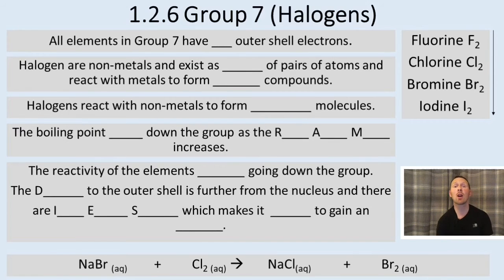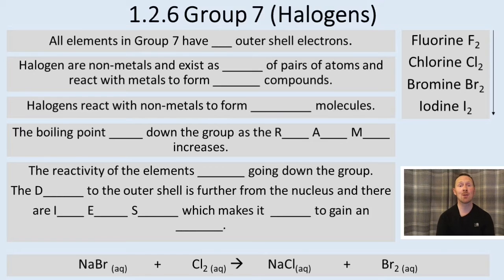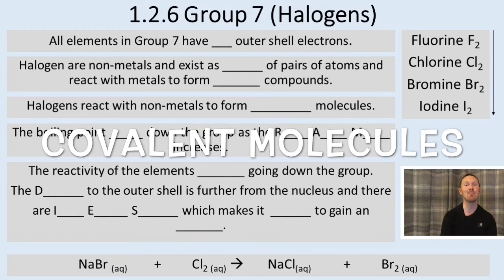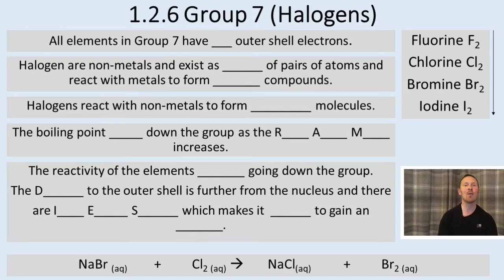Now they form ionic bonds when they react with metal atoms. So for instance, sodium and chlorine react together to make sodium chloride, which is an ionic compound. Halogens will react with non-metals to form molecules, covalent molecules, where they share electrons. So when you look at covalent bonding, you'll know that a covalent bond is a shared pair of electrons. So for instance, hydrogen and chlorine will share an electron each to make hydrogen chloride, HCl, which is a gas at room temperature.